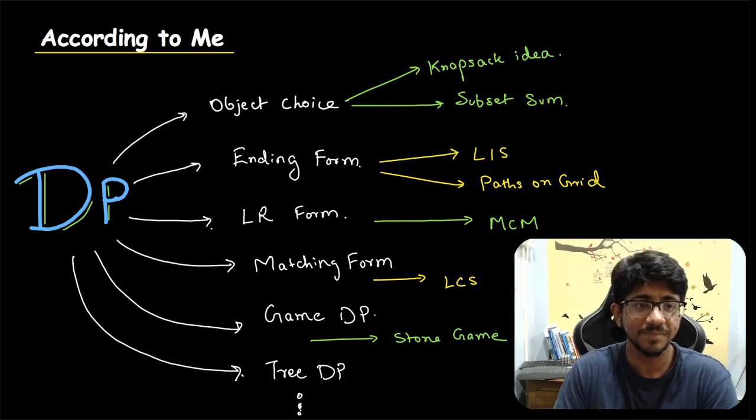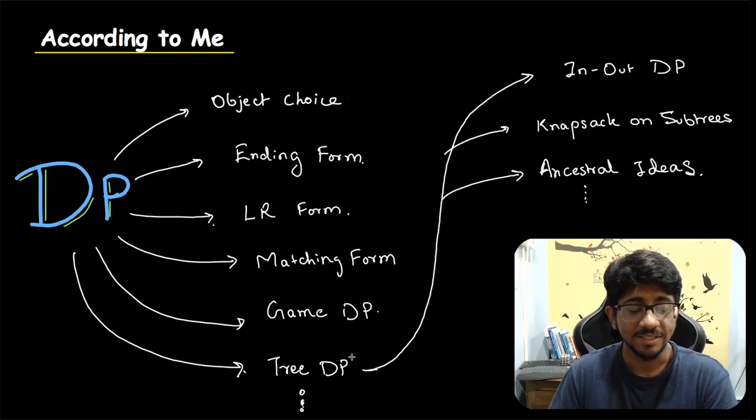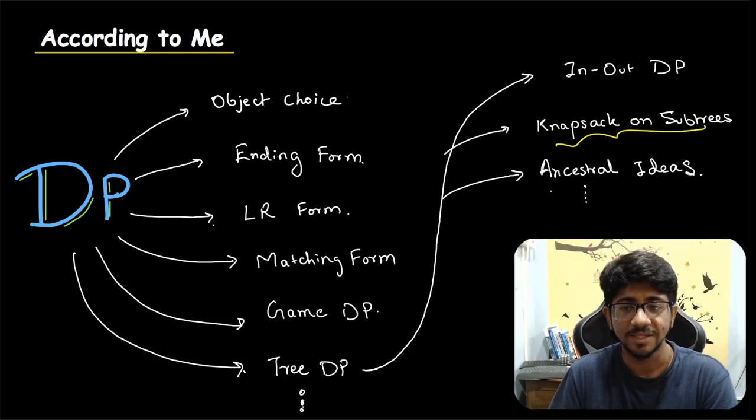In fact, even in these forms there are sub forms. When you go to tree DP, you can break it down into in-out DPs, which I think some of you might be aware of. Knapsack on subtrees, where you have different subtrees with information, and you do knapsack on top of that. In fact, the Facebook Hacker Cup qualification round's last question was on this topic itself. Then ancestral ideas are also there, where you keep some property of the ancestors by which you're building the thing. So these kinds of ideas do come up often.